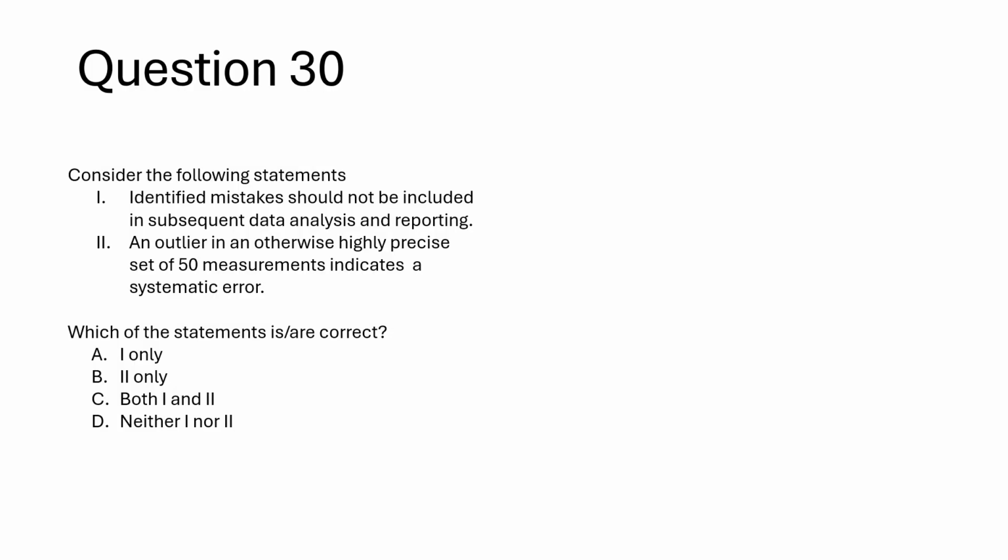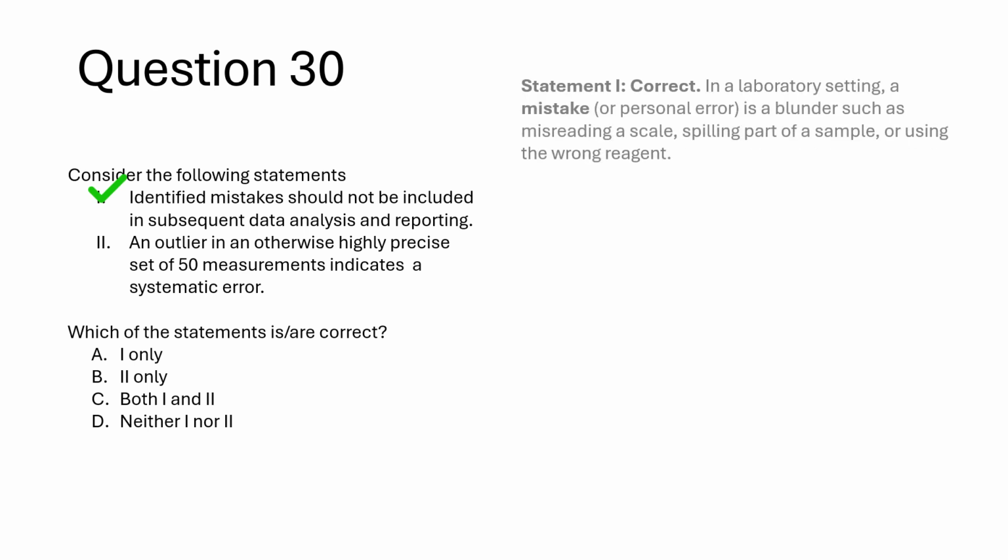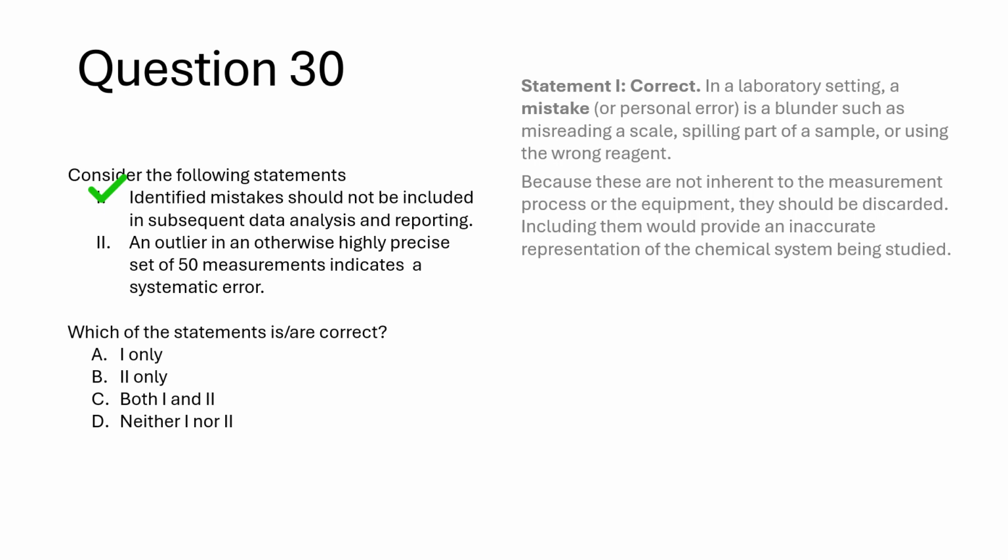Statement 1, correct. In a laboratory setting, a mistake, or personal error, is a blunder such as misreading a scale, spilling part of a sample, or using the wrong reagent. Because these are not inherent to the measurement process or the equipment, they should be discarded. Including them would provide an inaccurate representation of the chemical system being studied.